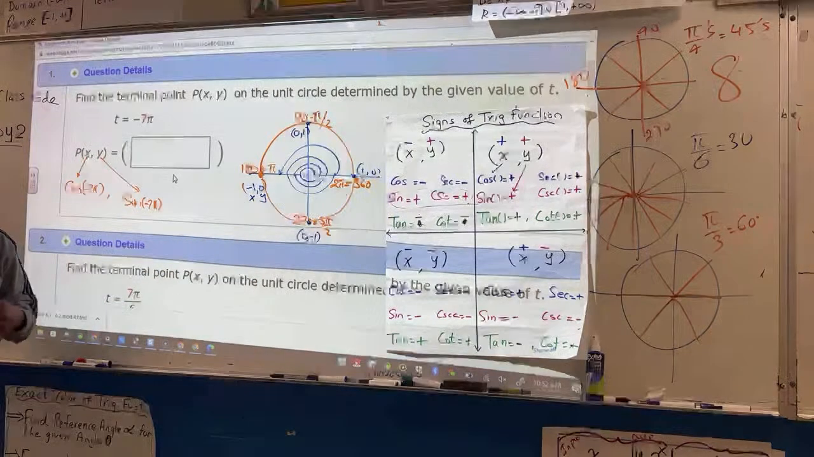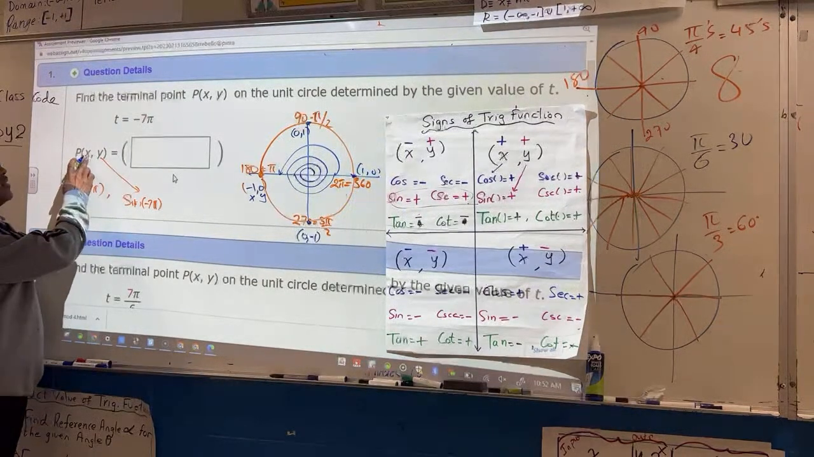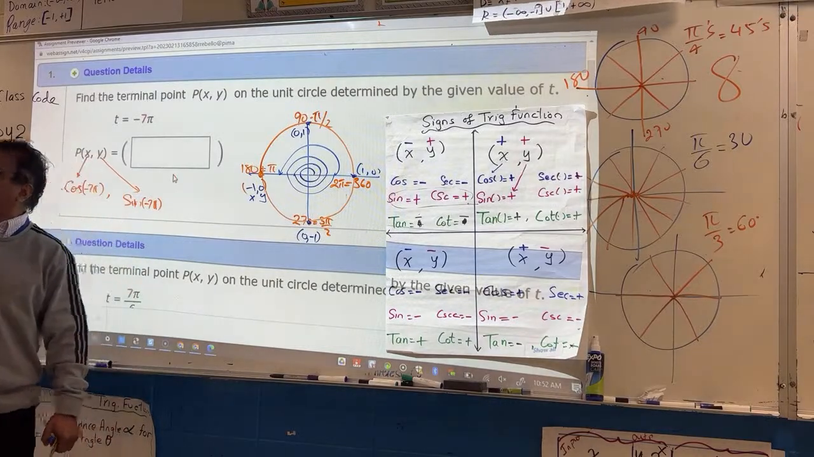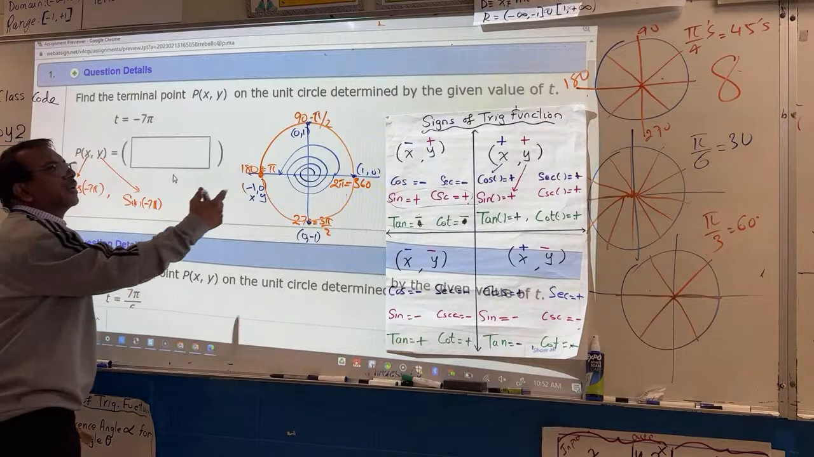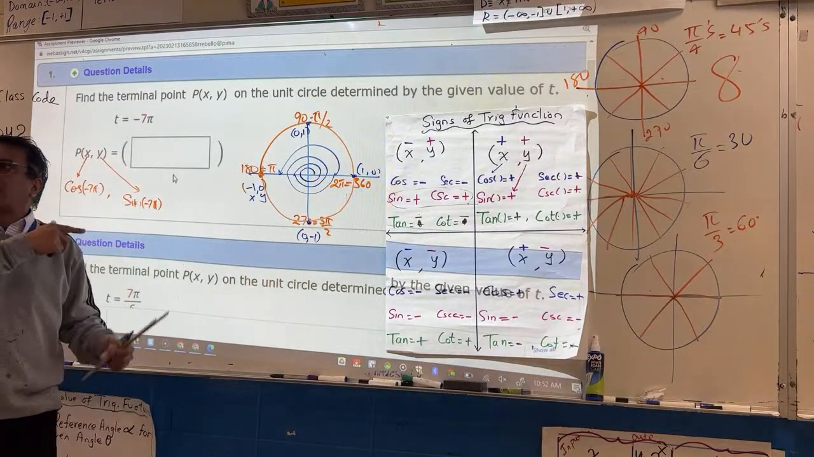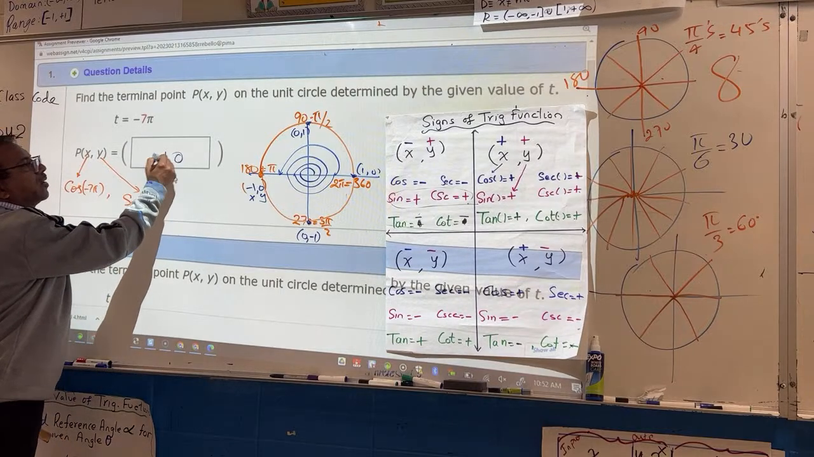It's not difficult. Of course, you're not supposed to write cosine inside. They're just asking you where the terminal side is. And you see the terminal side is on the negative x-axis. Nathali, do you agree with me? So what should I put there? Minus 1 and 0, and done.